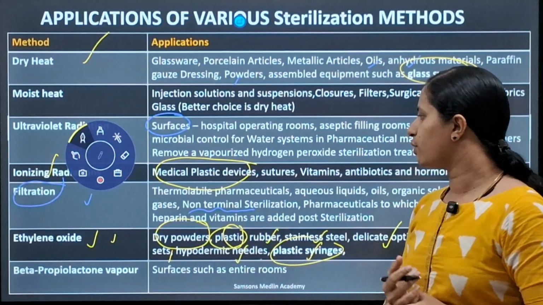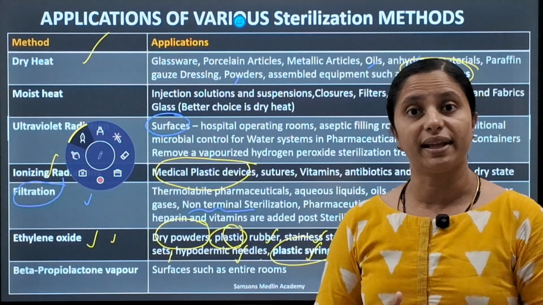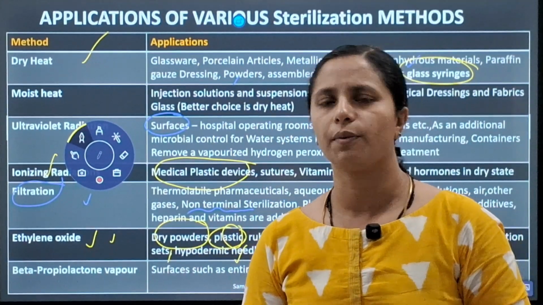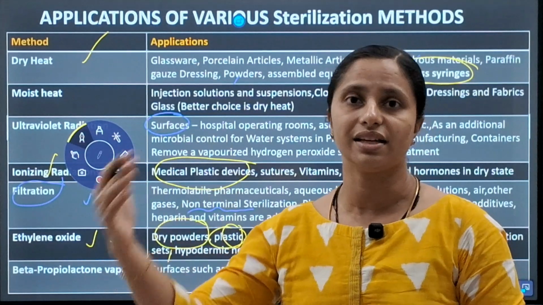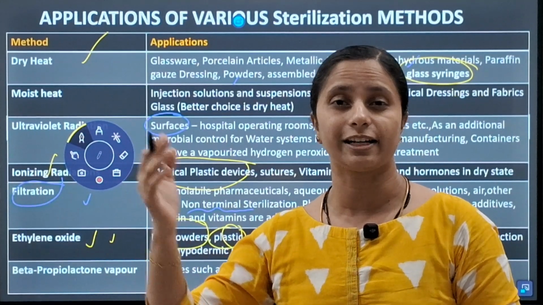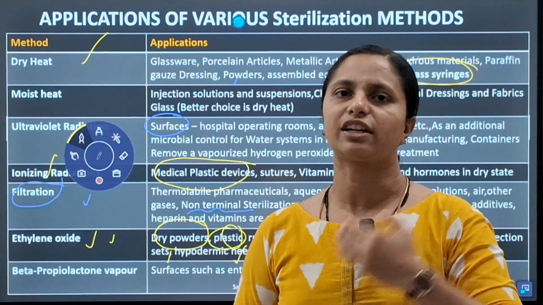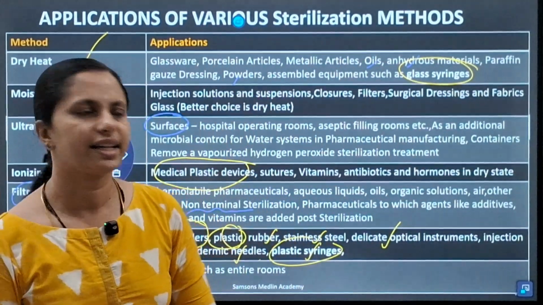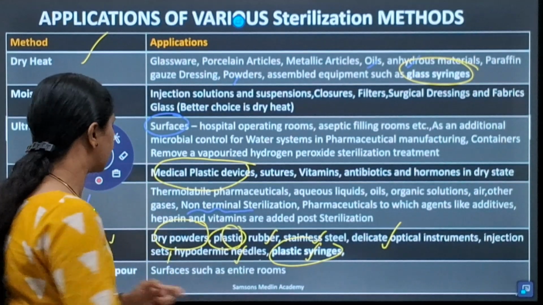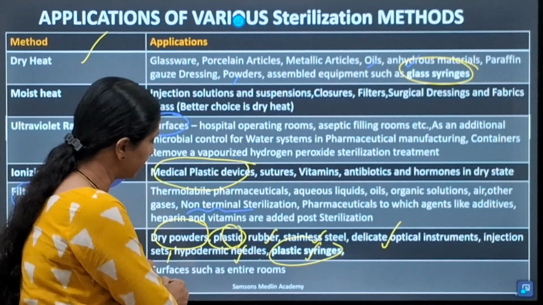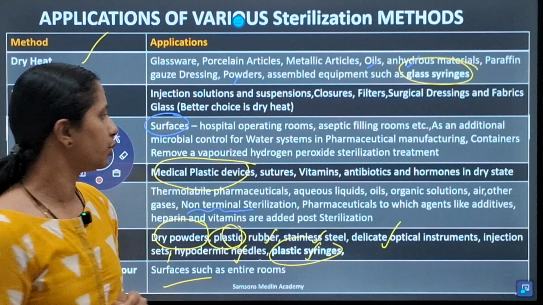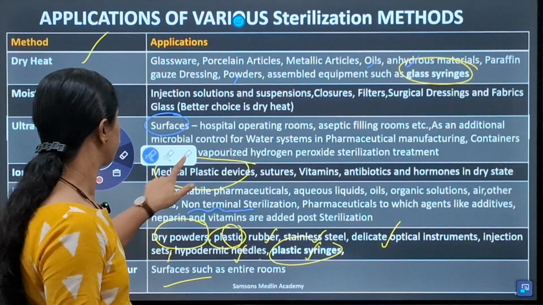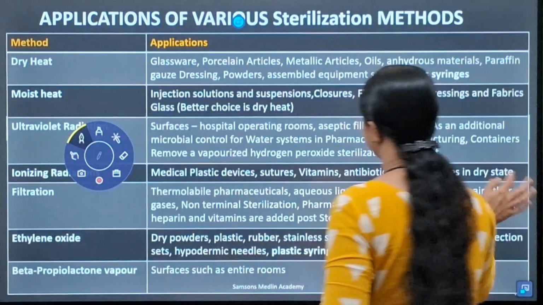Coming to beta propiolactone vapor, we can study its application in connection with the application of ultraviolet radiation sterilization. You can think of it this way: both ultraviolet radiation and beta propiolactone vapor are used for the sterilization of surfaces where much penetration is not required. Beta propiolactone vapor is used to sterilize surfaces such as entire rooms. Okay.